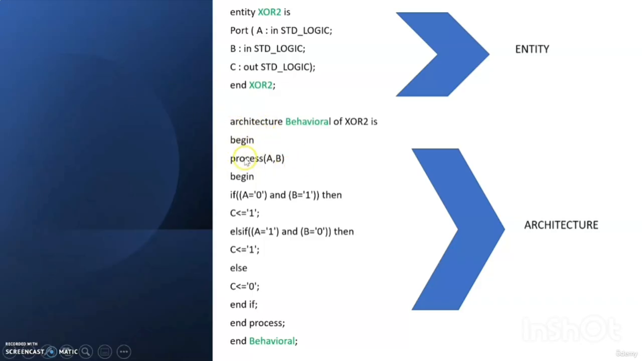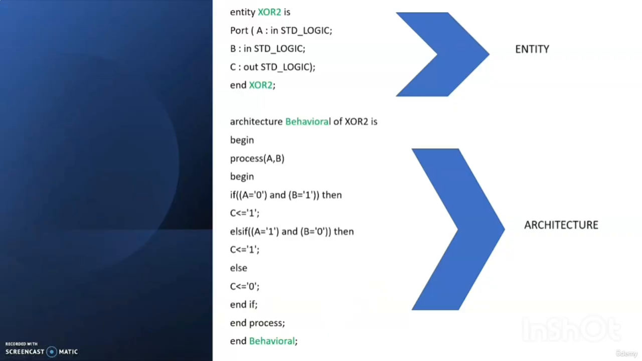So here I have put the variables A and B inside the sensitivity list of the process. Then begin the process. If A equal to 0 and B equal to 1, then C equal to 1. This is only one bit, so we are giving single quotes. Then else if A equal to 1 and B equal to 0, then C equal to 1. The final close of the if will be else. We are defining two conditions specifically, and for all the other conditions, we are giving an else statement. So else C equal to 0. End if, end process, end behavioral. Very simple coding actually, but you should understand it.